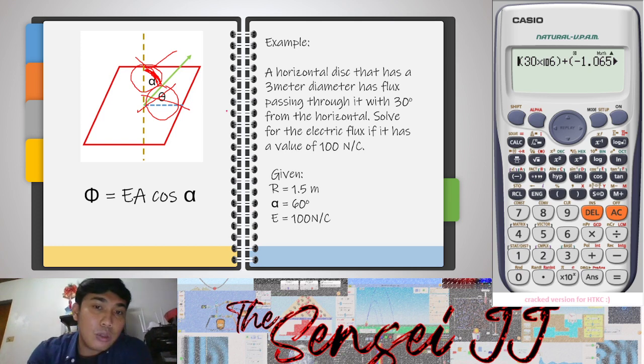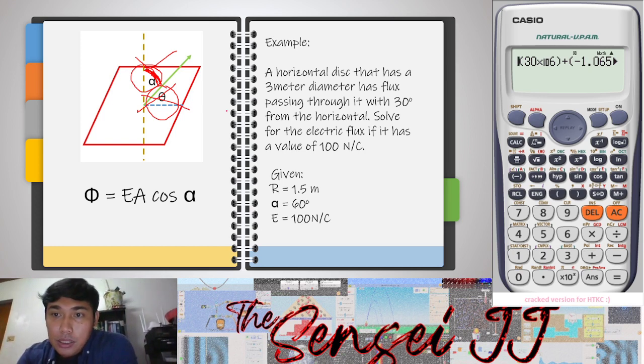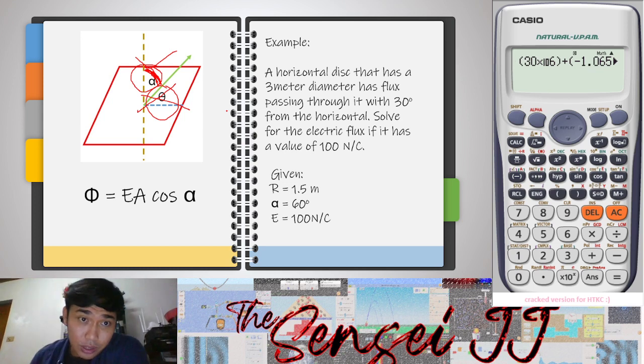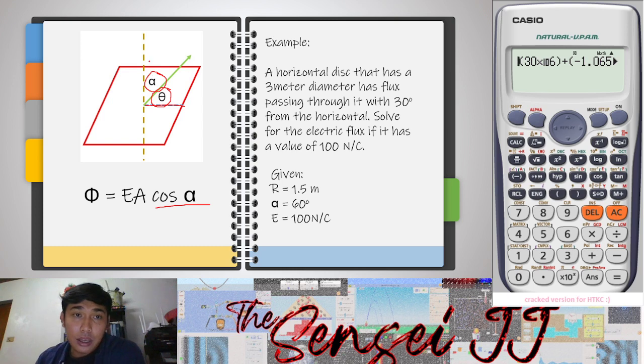So guys, why did we use 60 degrees? As you can see, it's passing through 30 degrees from the horizontal. Guys, this is the horizontal, passing through the horizontal at 30 degrees. If this is 30, meaning this one is 60. And we will be using our cosine alpha on the vertical side, not on the horizontal. Not in here, but in here. So don't be confused by that.